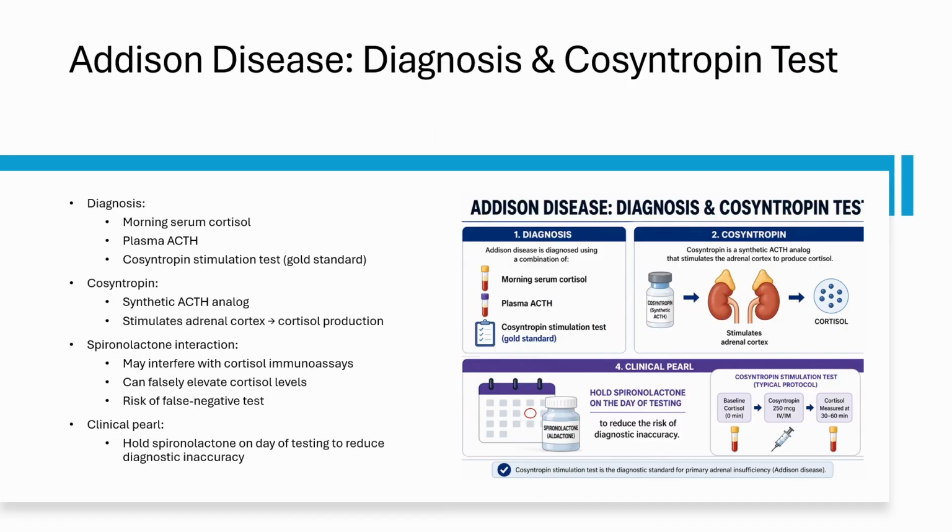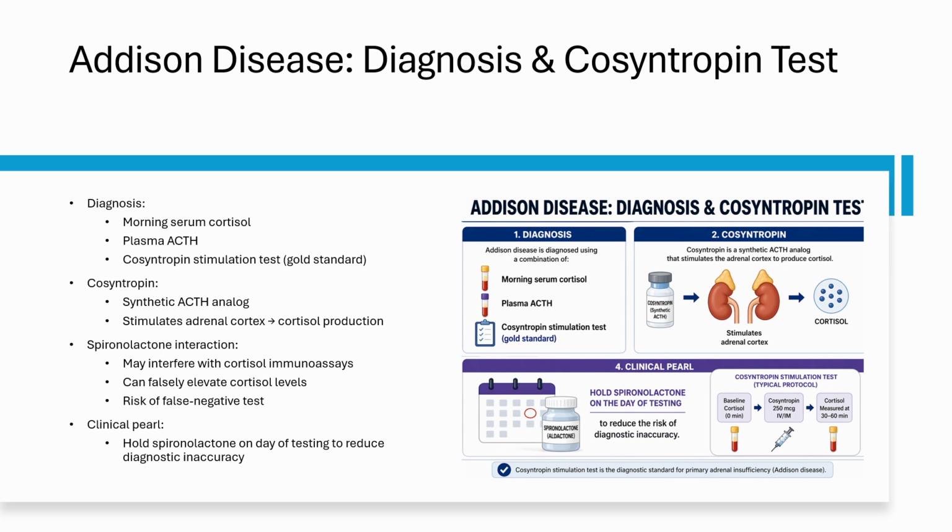Addison disease is diagnosed via a combination of clinical findings, which include morning serum cortisol, plasma ACTH, and confirmation with a cosyntropin stimulation test, which is considered the diagnostic standard. Cosyntropin is a synthetic adrenocorticotropic hormone that stimulates the adrenal cortex to produce cortisol. Spironolactone can interfere with some assays and may falsely elevate measured cortisol levels, potentially producing a false negative with cosyntropin stimulation tests. The FDA label explicitly states that spironolactone should be stopped on the day of cosyntropin testing to avoid diagnostic inaccuracy.